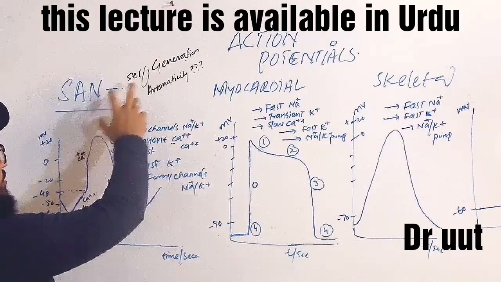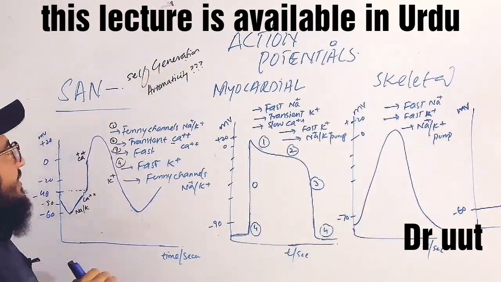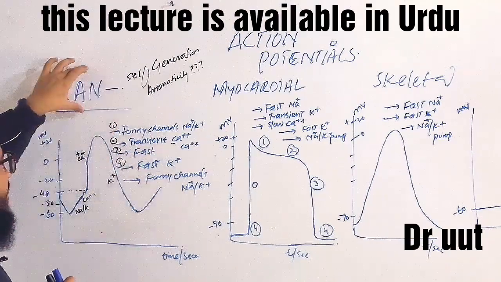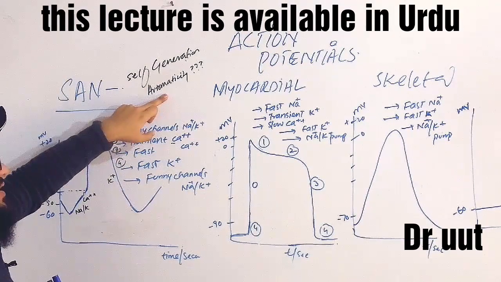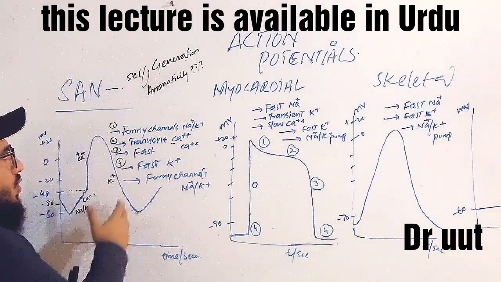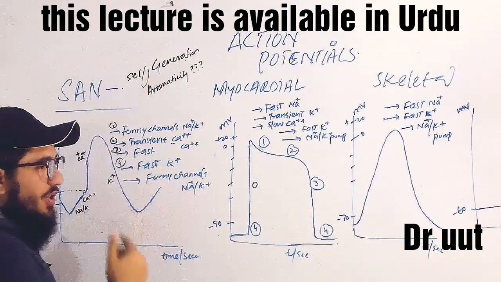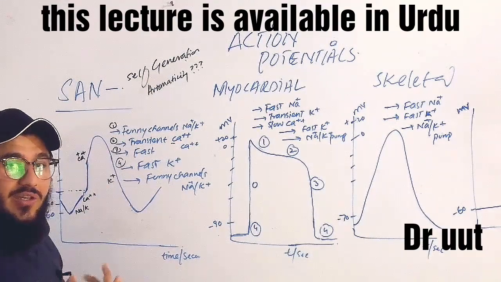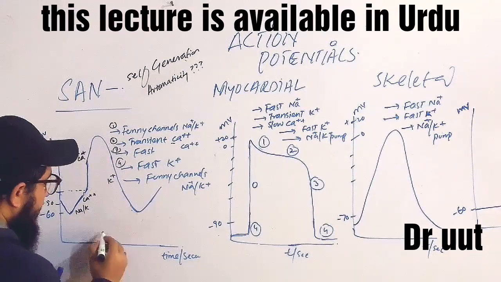Well, action potential of the sinoatrial node. We are taught that the sinoatrial node undergoes the process of automaticity, also known as self-generation. So we can get a little bit from the name that it is undergoing the process of self-generation of action potential. But why? The question is, but why? And the answer is in the video.